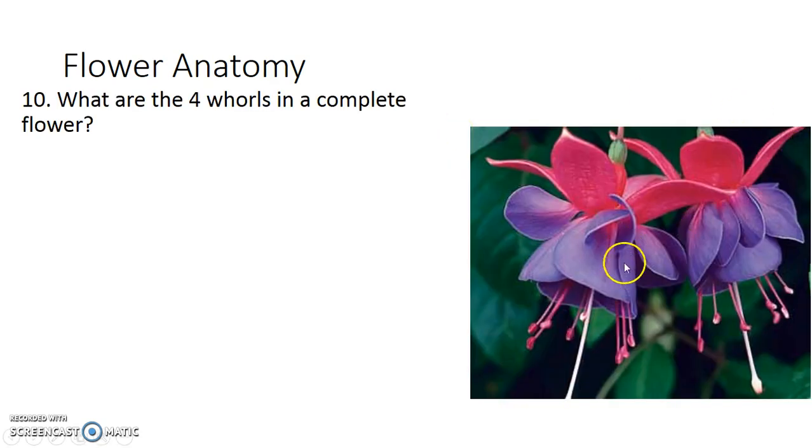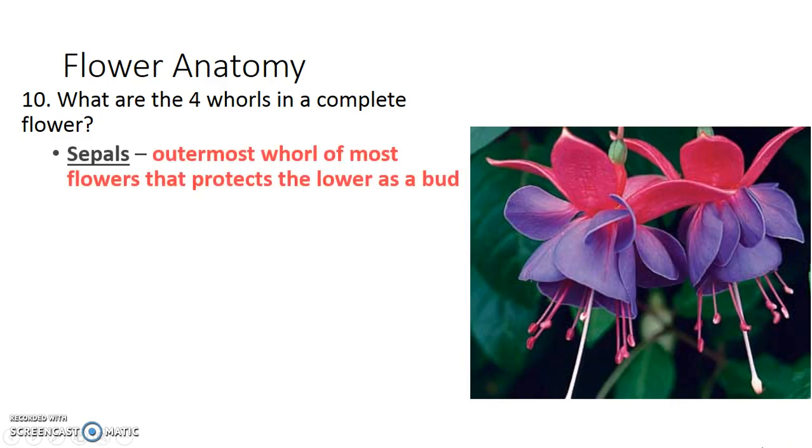So, what are those four parts of the flowers and what do they do? Here's a fuchsia flower, and conveniently, fuchsia flowers are really good for doing this particular exercise because all four parts of the flowers are different colors. So, what are the four parts of a flower? First, sepals. Sepals are the fuchsia part on the very, very outside. They look like petals, but they're actually much tougher, and they surround the bud.